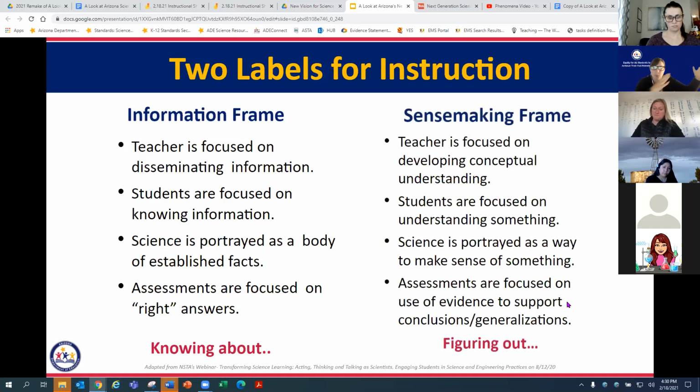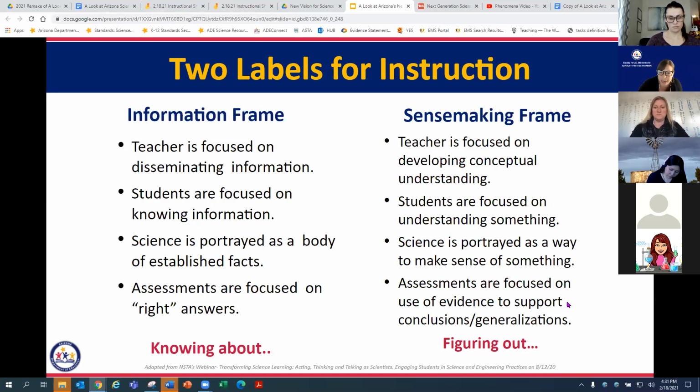But where we're going, and where we're all just starting to get towards, if you're in this webinar, this is your first taste of learning about what's called sense making. We're going to talk about sense making a little bit later. The sense making frame is on the completely opposite side of that spectrum, and that's where we're progressing towards, where the teacher is focused on helping students develop conceptual understanding, where students are focused on actually figuring something out and understanding something, not just vocabulary, not just facts, not just the scientific method. Science is actually a way of making sense of something. And assessments are focused on evidence to support what you're saying and what you're trying to figure out.